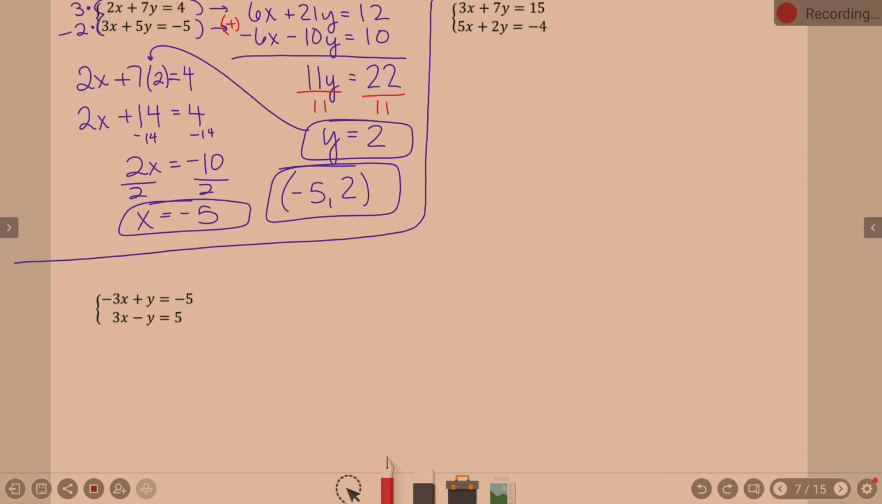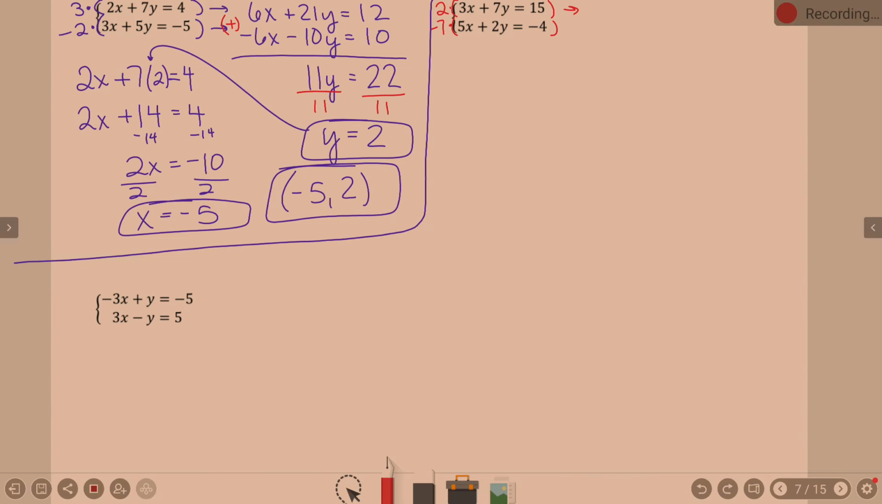So if I'm going to eliminate y's, what am I multiplying by? My top is 7, so I'm multiplying by 2. My bottom is 2, so I'm going to multiply by 7. I'm going to make it a negative 7. They don't already have opposite signs, so I'm going to multiply one of them by a negative.